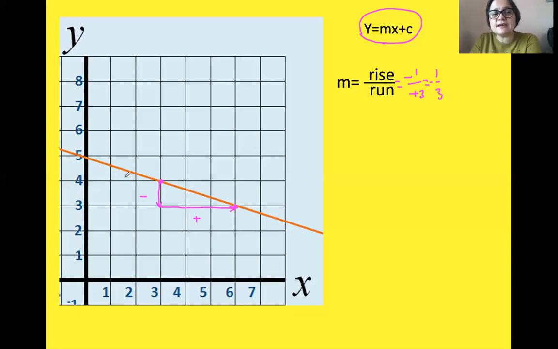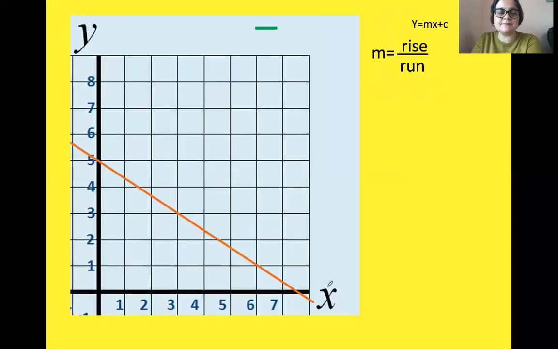Now the c is this point here, so it's 5 in this case. It's the point where the line crosses the y-axis. So c equals 5. And if we substitute the gradient and the c in our equation, this is what the equation of the line is going to look like: y equals -1/3 x plus 5. Okay, next question.